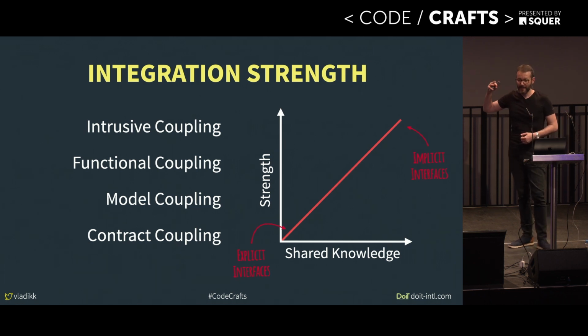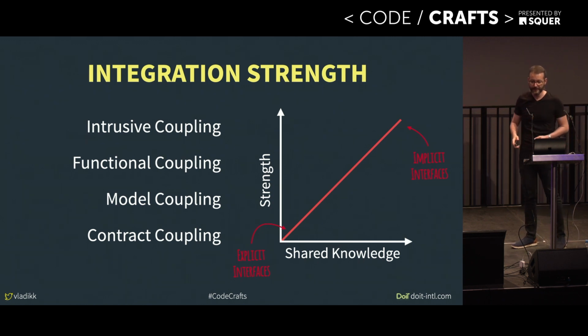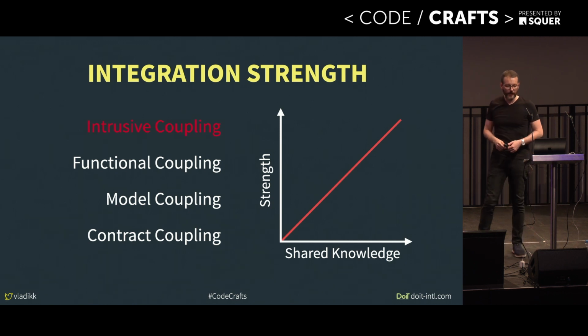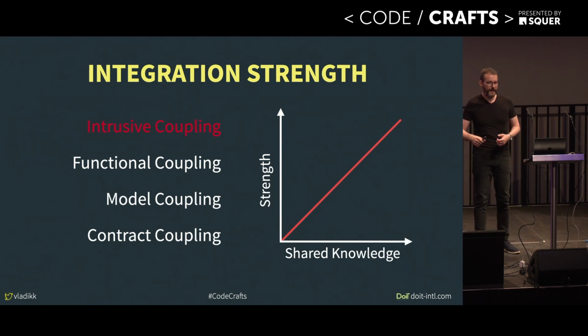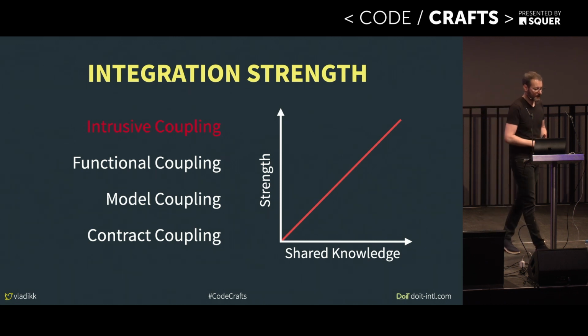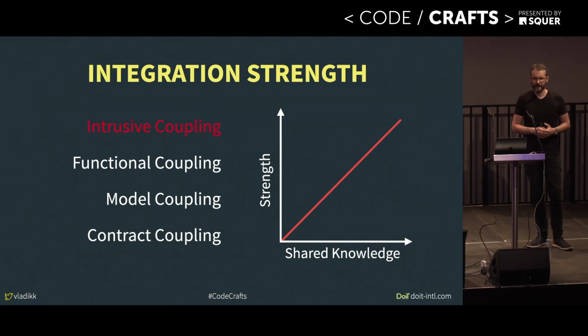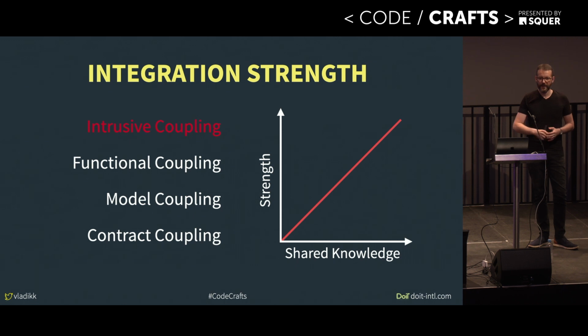On the top, we have implicit integration interfaces. As we go down, we get explicit integration interfaces. Now, let's say that we have this intrusive coupling between two components of a system. We designed it intentionally. My question to you, is this necessarily a bad design? Who thinks it is? Who thinks it's not?